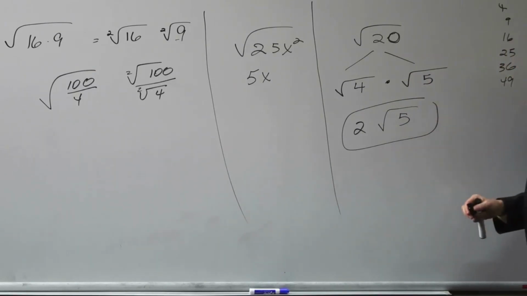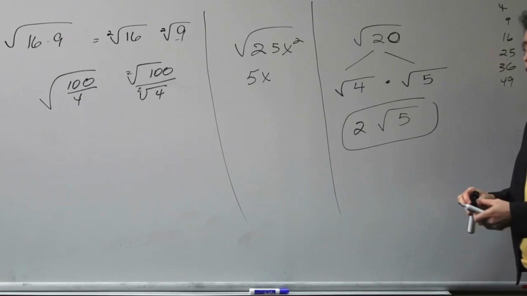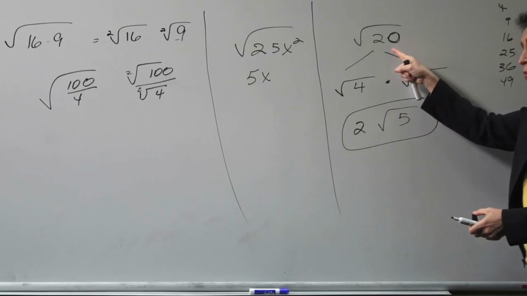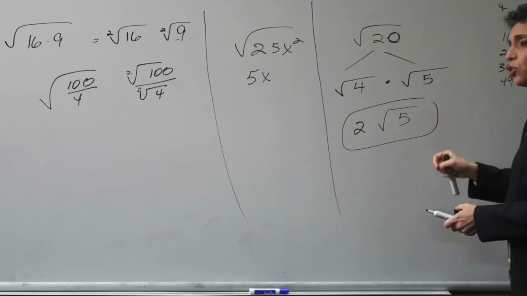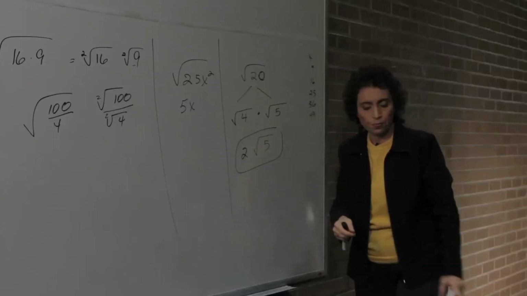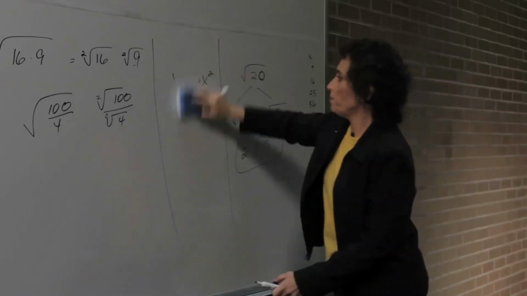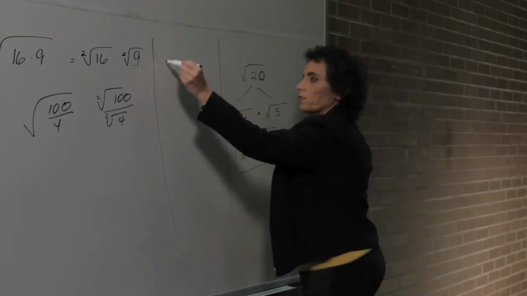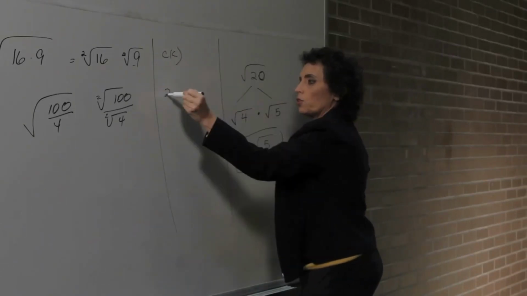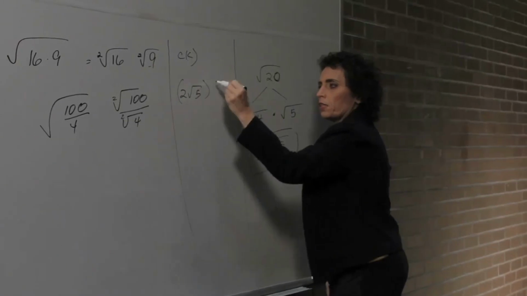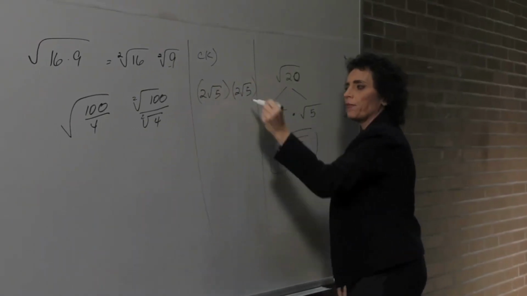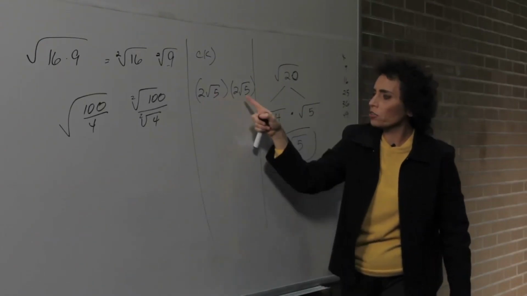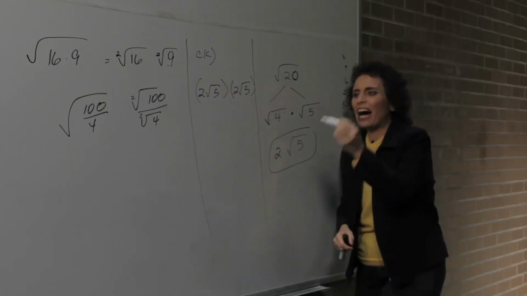Well, to prove it, I have to have done what I just did. I had to learn how to multiply because I have to say that this times itself should be this. So I'm going to check it for you right now so you can see that it really is true. Okay, check. 2 times the square root of 5 times 2 times the square root of 5. These are the coefficients, the 2's. These are the radicals.